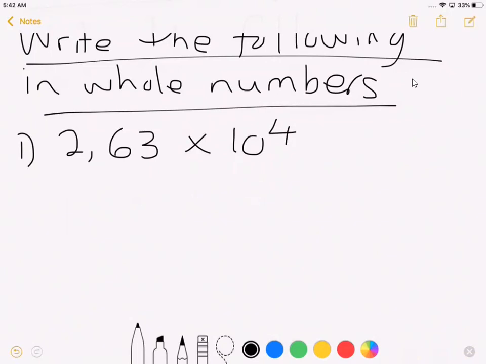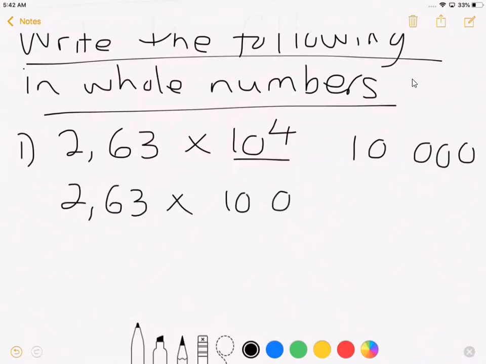But 10 to the power of 4 means 10,000. In other words, you are saying 2,63 multiplied by 10,000. If I multiply a number by 10,000, your comma will need to move 4 times. You know we have done this in primary school. If you are multiplying a number by 10, your comma moves once. If you are multiplying by 100, it moves twice. So in this case, it's going to move 4 times, which is going to be 2, 6, 3.